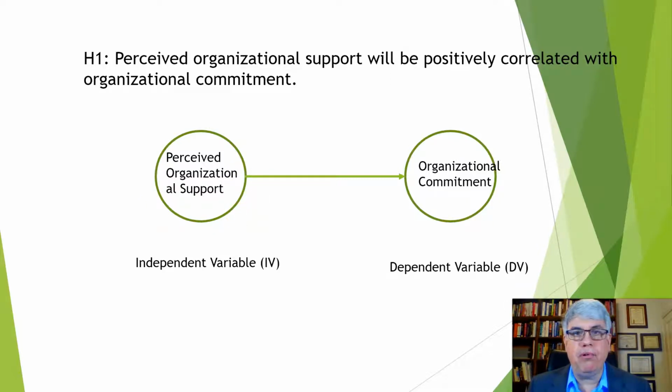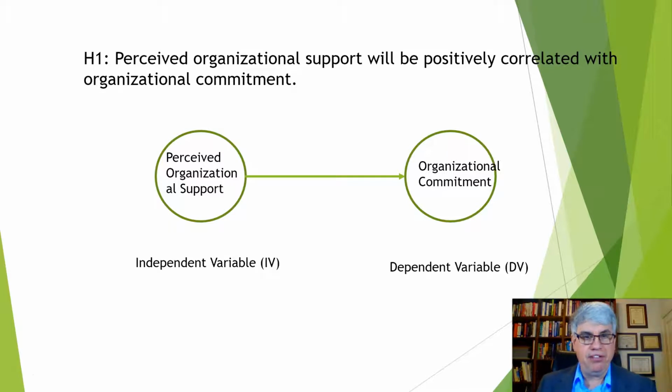Perceived organizational support is how much a person perceives that an organization supports them. How much the supervisor does, how much the policies do. The overall organization is perceived to support people or not support people, or somewhere in between. And so that's called perceived organizational support. And then organizational commitment is how committed a person is to an organization.